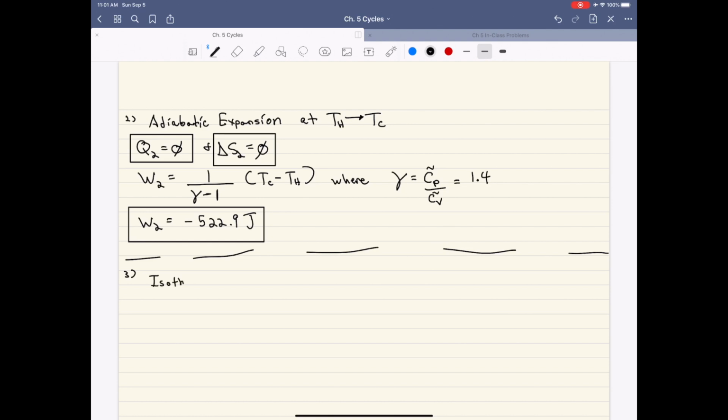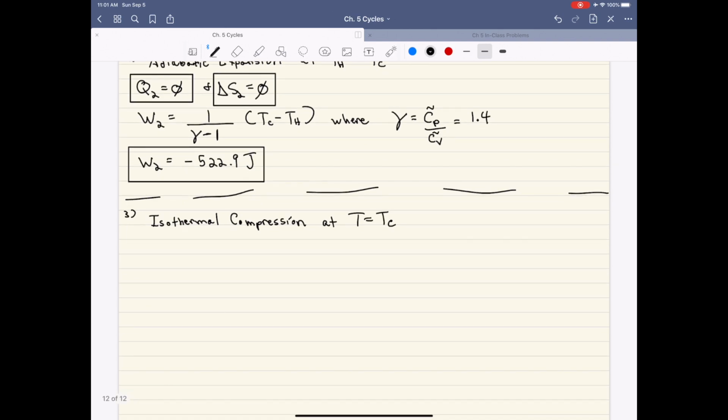is an isothermal compression at T equal to Tc. The analysis for this step is essentially the same as the analysis we did for the first step, so we could just skip ahead to the end. We know that the work is going to be nR times the temperature, which in this case is Tc, times the natural log of the volumes. We start out at volume 3 and we go to volume 4, so our natural log is going to be V4 over V3. If we plug in all the values, we get 2.53 e to the 3 joules.